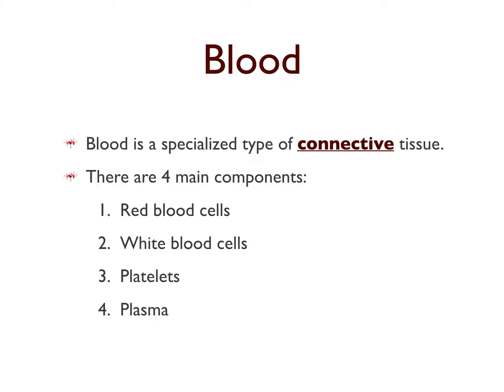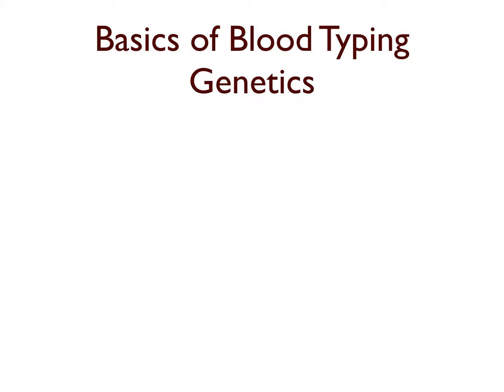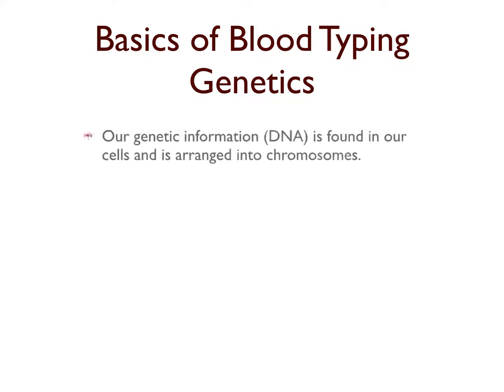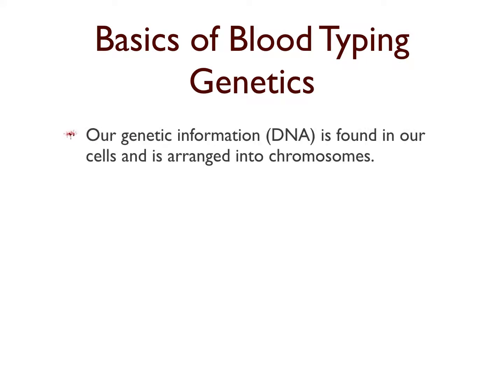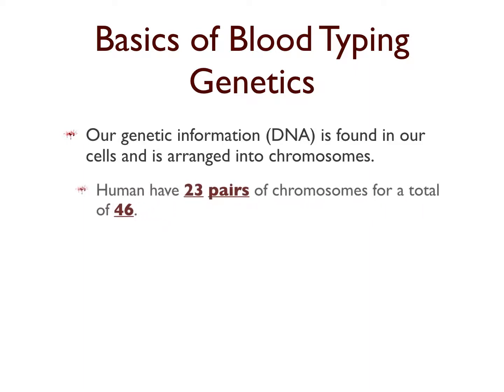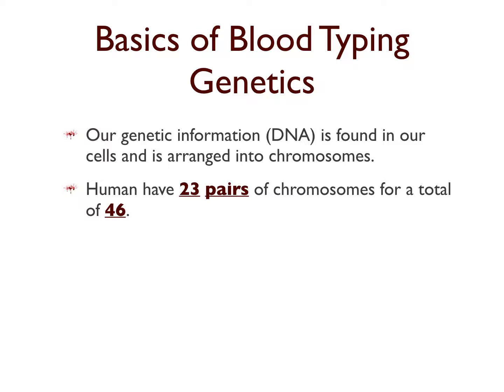So the question to ask at this point is, if everyone has blood composed of the same four components, how is it that you and I may have different types of blood? To answer this question, we have to discuss some of the basic concepts of genetics. Remember that all of the cells in our bodies contain genetic material or DNA, which is confined to the cell's nucleus. The DNA in those cells can be arranged into dark staining structures called chromosomes, and humans have 23 pairs of chromosomes or 46 total chromosomes in each cell.